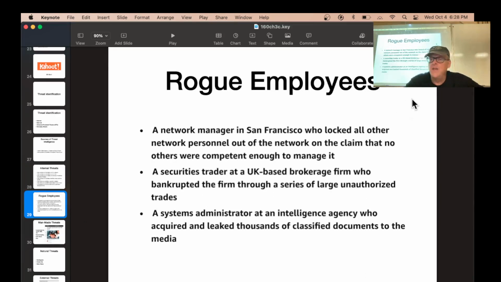Then you have rogue employees. There are a lot of examples of that. There's a famous case of a network manager in San Francisco who locked everybody out of the network because he was disgruntled. He had four felony convictions for armed robbery, and he had concealed that, and they were about to enforce background checks that would cause him to get fired, so he froze the city network, hoping to avoid that.